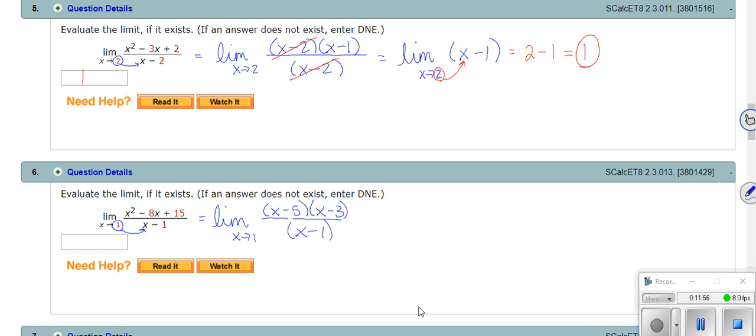Well, here's the problem. Nothing cancels. If nothing cancels, then I've got a problem. So this is actually DNE, does not exist. If it's going to give you an ugly denominator like 0, the limit doesn't exist. Let me erase here before we move on.